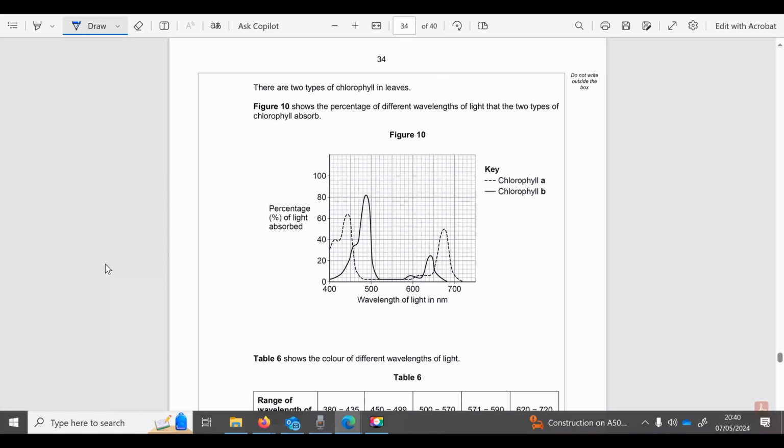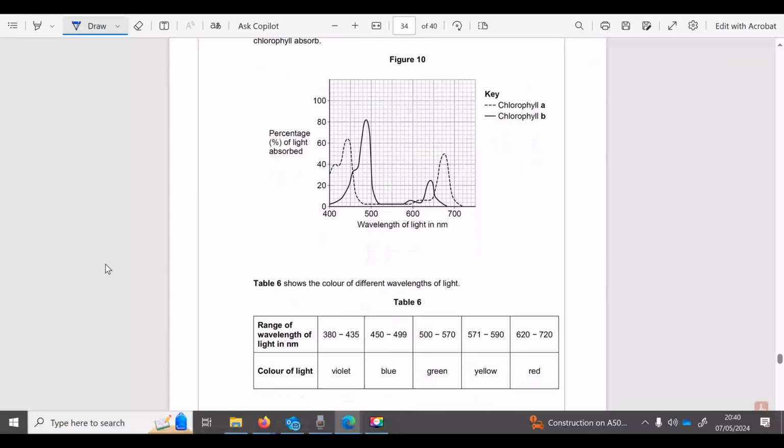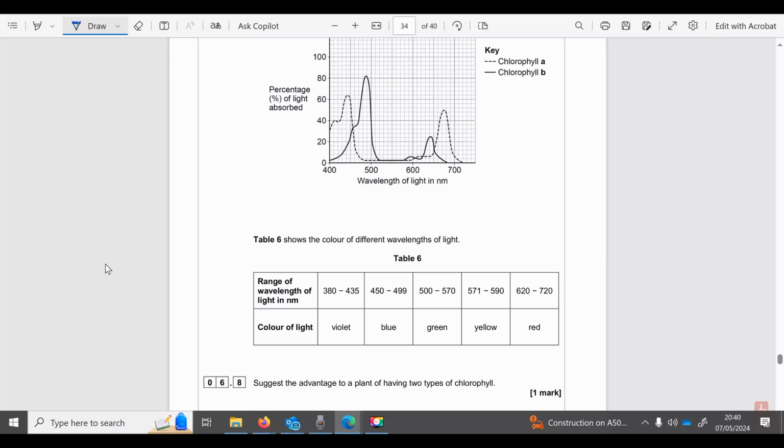There are two types of chlorophyll in leaves. Figure 10 shows the percentage of different wavelengths of light that the two types of chlorophyll absorb. You have chlorophyll A, dashed line, chlorophyll B, solid line. Table 6 shows the color of different wavelengths of light. So we've got a variety of different colors of our rainbow, and for each one they've got a range of wavelengths that can be part of. Suggest the advantage to a plant of having two types of chlorophyll.